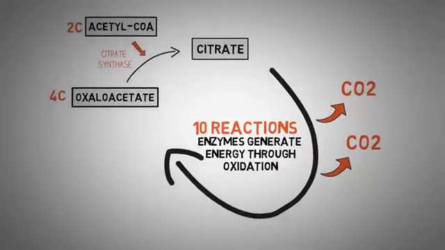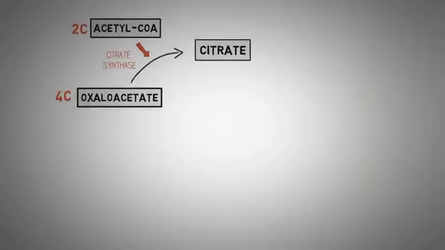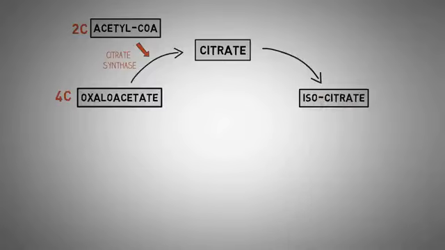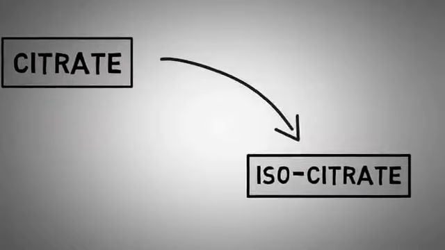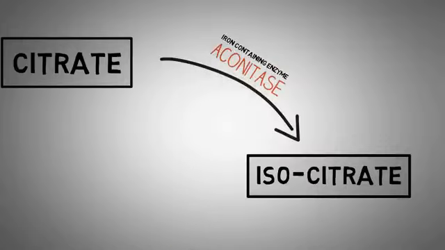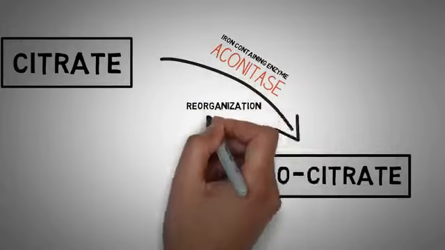Now let's look at what happens next with citrate. In the next 2 reactions, the citrate is converted into its isomer, which is known as isocitrate. Both these reactions, which I have shown with just 1 arrow, are catalyzed by the enzyme aconitase. Now this is an iron-containing enzyme which reorganizes the atoms of citrate to form an isomer, isocitrate.